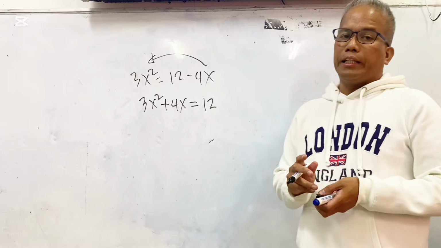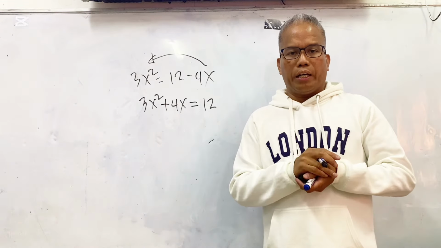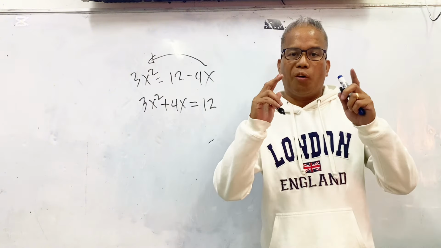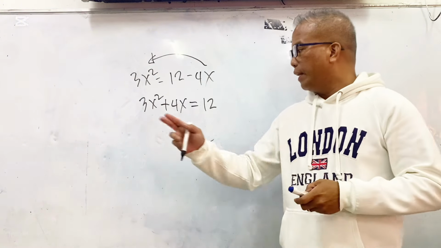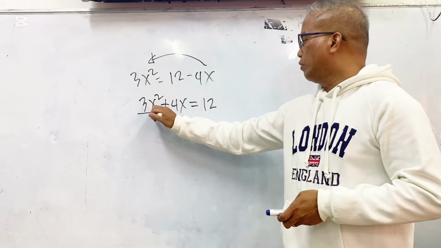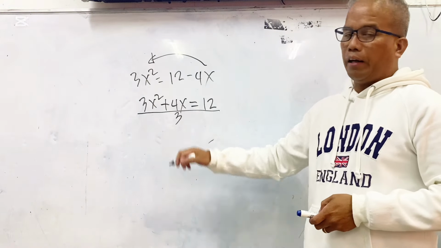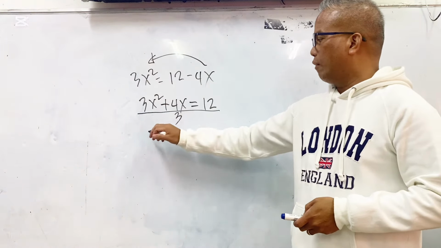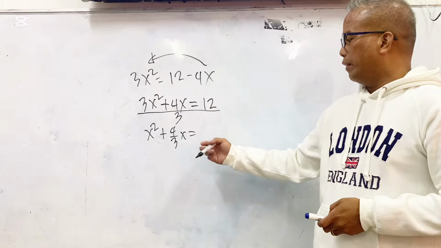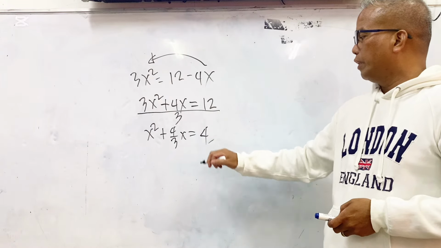And then, since we are using completing the square, see to it that the numerical coefficient of x squared is positive 1. In this case, we have 3. So to make this positive 1, we are going to divide all the terms by 3. So 3 divided by 3 equals 1, so it will become x squared plus 4 over 3x. That is equal to 12 divided by 3, which is equal to 4.